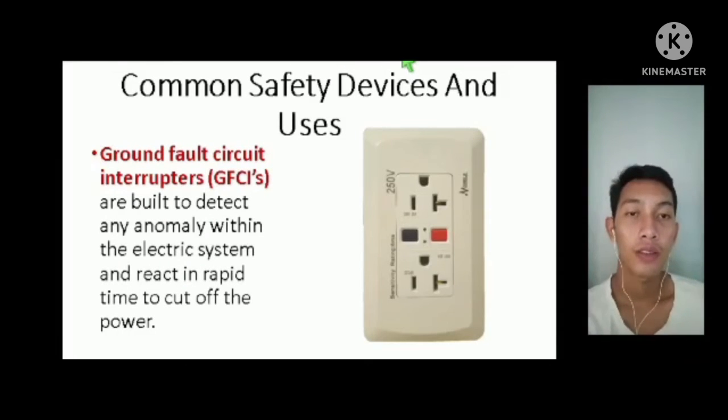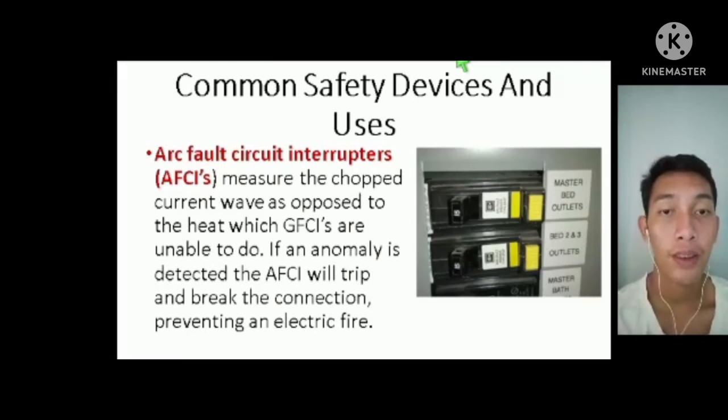Ground fault circuit interrupters, or GFCIs, are built to detect any anomaly within the electric system and react in rapid time to cut off the power. Arc fault circuit interrupters measure the chopped current wave, as opposed to the heat, which GFCIs are unable to do. If an anomaly is detected, the AFCI will trip and break the connection, preventing an electrical fire.